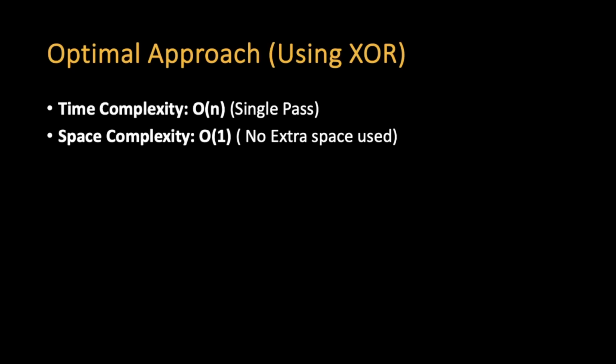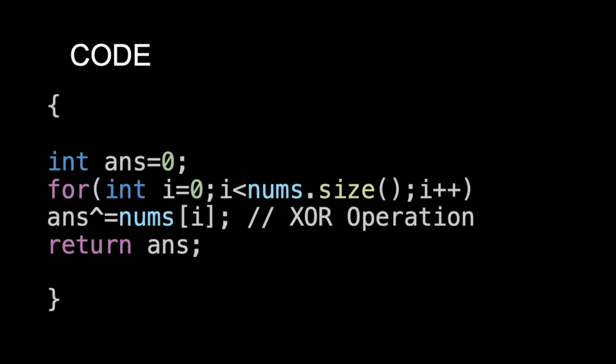Okay, so now let's understand the time and space complexity. The time complexity will be O(n) because we will be doing a single pass only, and the space complexity will be O(1) because we are not using extra space to store anything. Let's look at the code part of it. Initially we will initialize a variable, let's say answer, as 0. Then we will iterate through the array and XOR each and every element of that array, and at the end we will return that answer, which is the XOR of all the elements. In this way we will find the single element of that array.